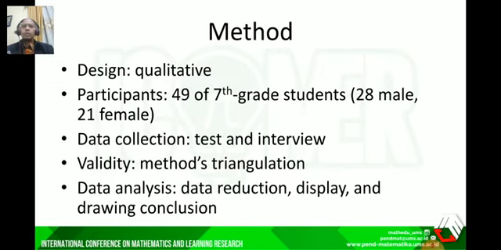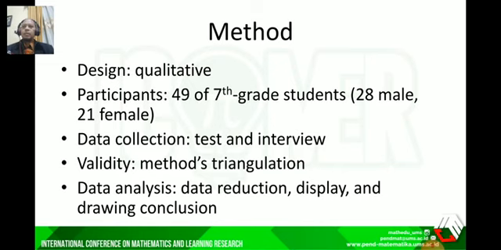In this research, the research design is qualitative. Participants in the study were 49 seventh grade students consisting of 28 boys and 21 girls. Then, for data collection, tests and interviews were used.